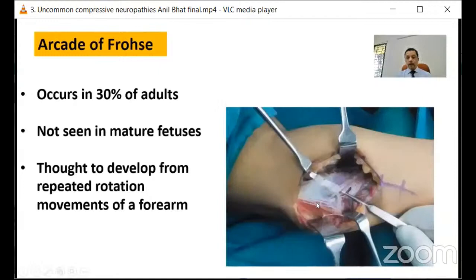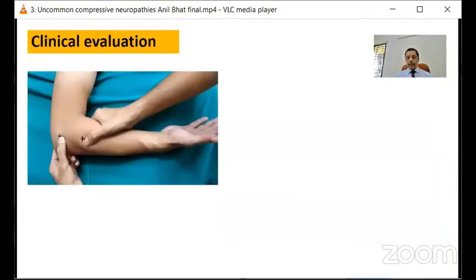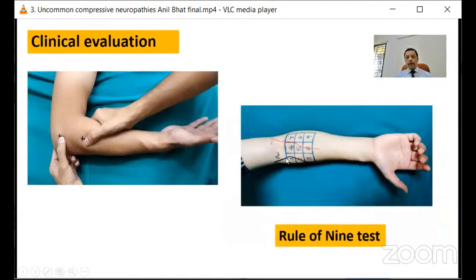Clinical evaluation: the classic site of tenderness is 5 centimeters distal. We also use this rule of 9 kind of test, where we divide this into 9 compartments. The medial side is a control and the lateral side is the one where the nerve passes. And these two, 1 and 2, are quite painful and cause compression. There are other tests like Maudsley's and Cozen's test to differentiate from lateral epicondylitis.